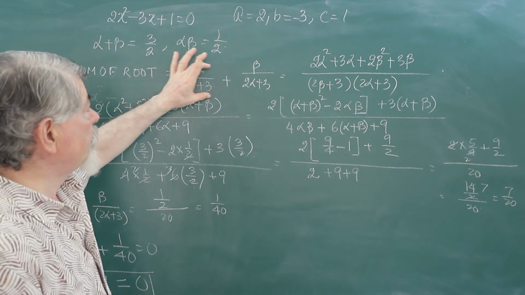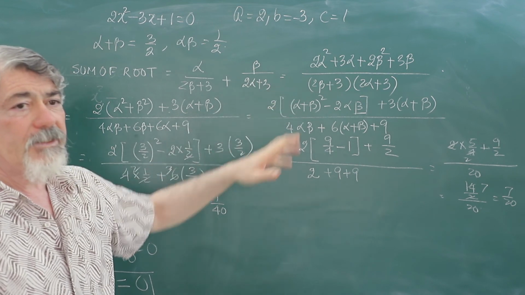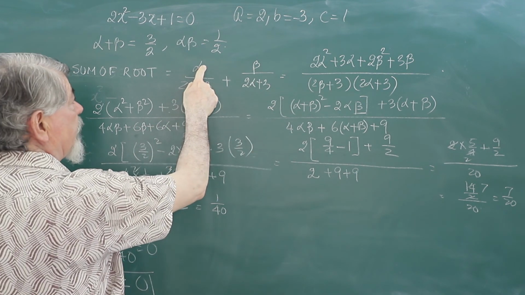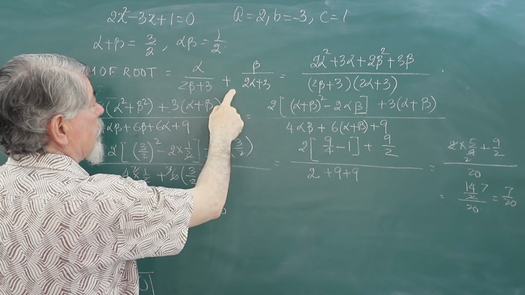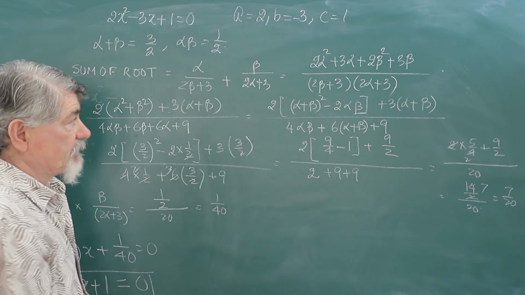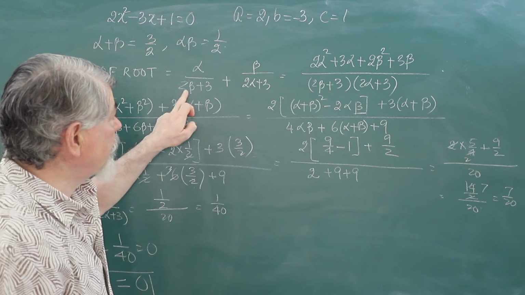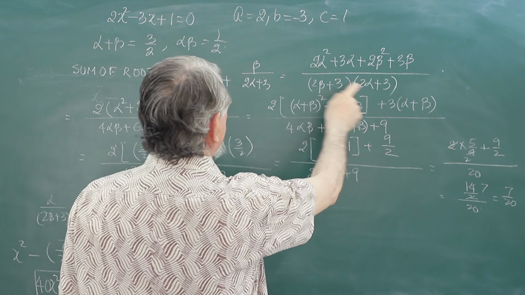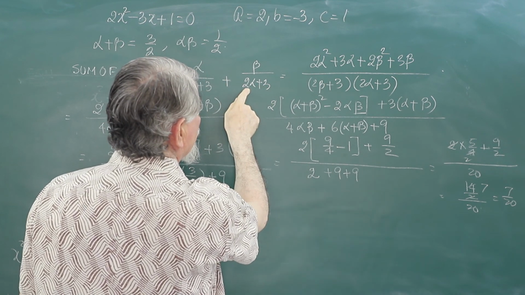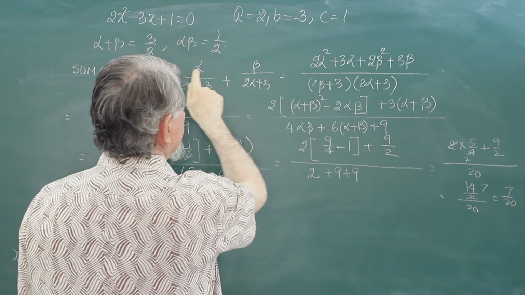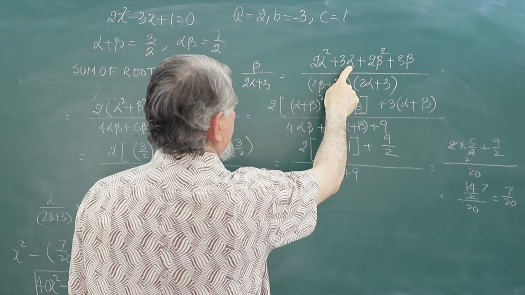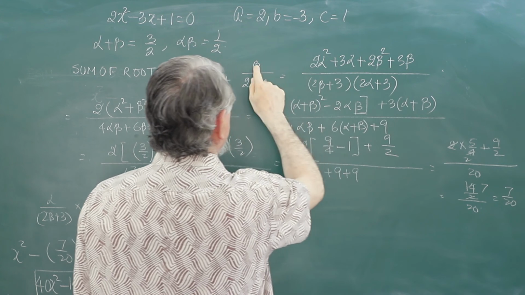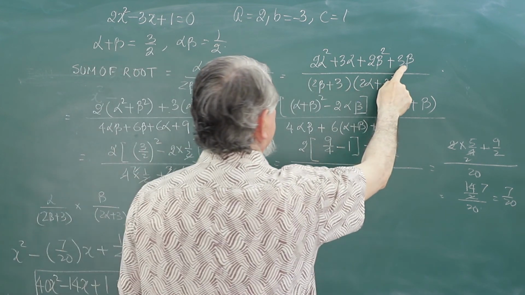Since the roots are a little bigger, I'll calculate the sum of roots first. Sum of the roots will be alpha upon 2 beta plus 3 plus beta upon 2 alpha plus 3. We'll take the LCM: 2 beta plus 3 into 2 alpha plus 3 will be the LCM. When you multiply alpha into 2 alpha, you get 2 alpha squared. Alpha into 3 is 3 alpha. Similarly, beta will multiply with 2 beta to give 2 beta squared. Beta will multiply with 3, you will get 3 beta.